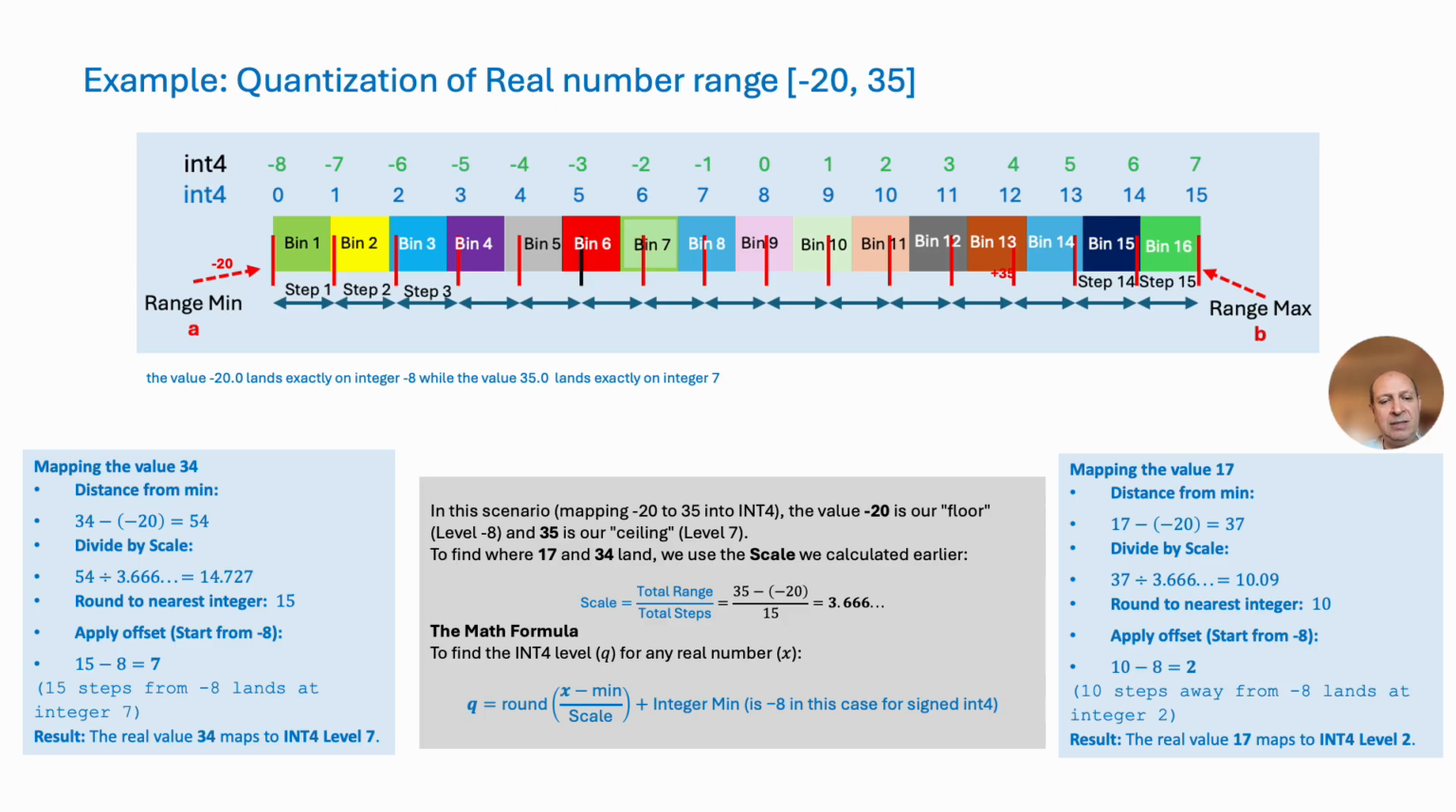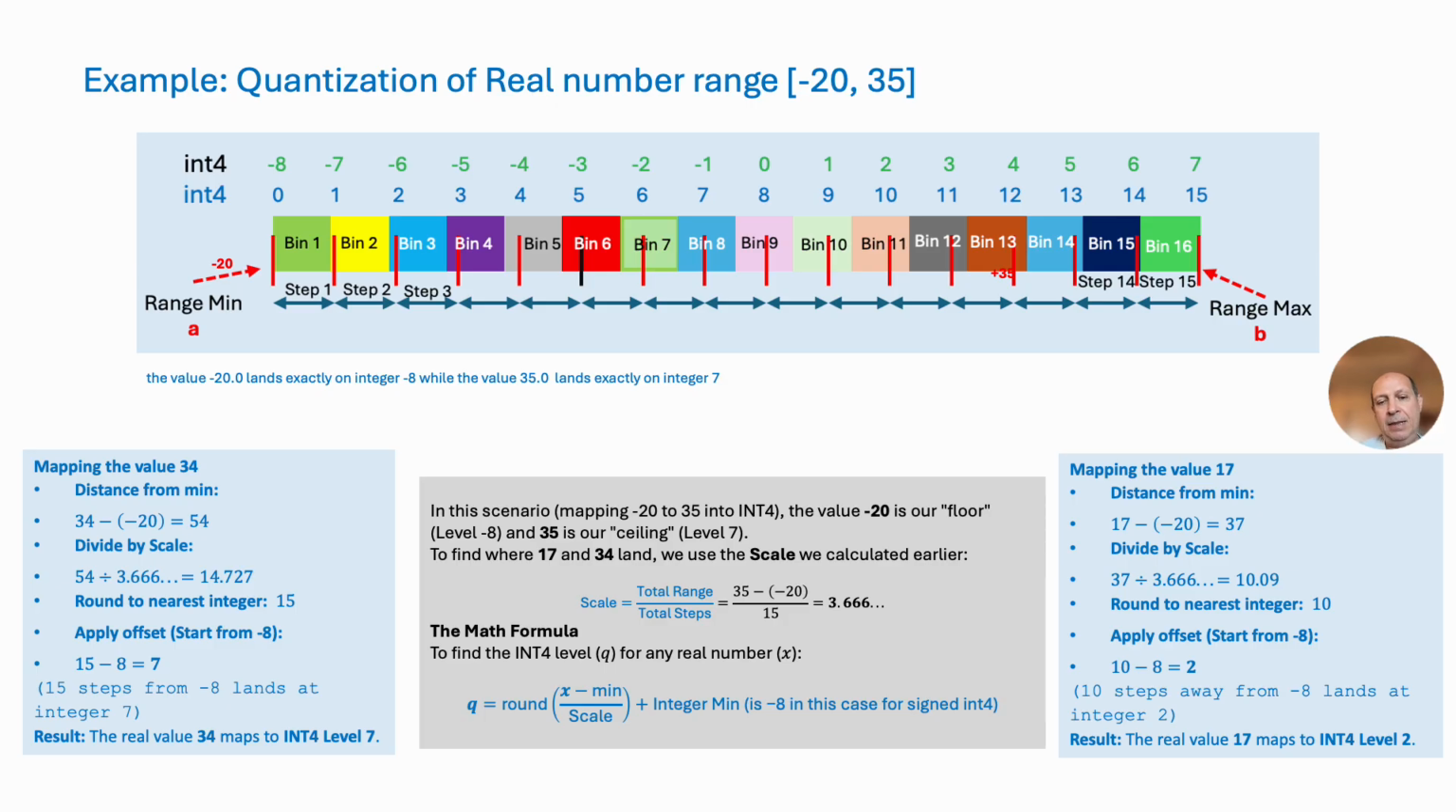We round it to the nearest integer. It is 15. When we round 14.727, we end up with 15. And then we apply the offset, how far we are from the minimum quantization level, which is -8. So 15 minus 8 is equal to 7. So what this means here is that the value 34 is going to be quantized into level 7.